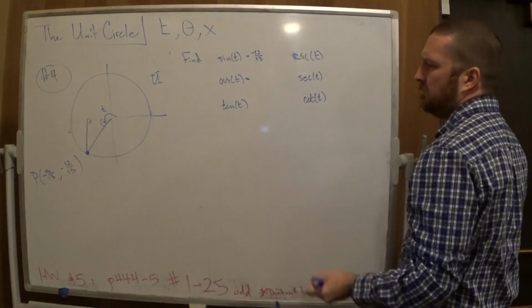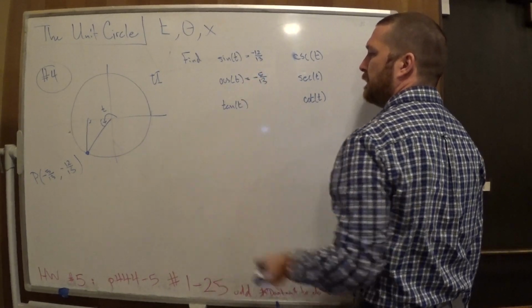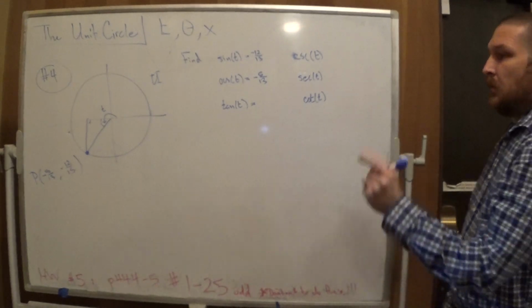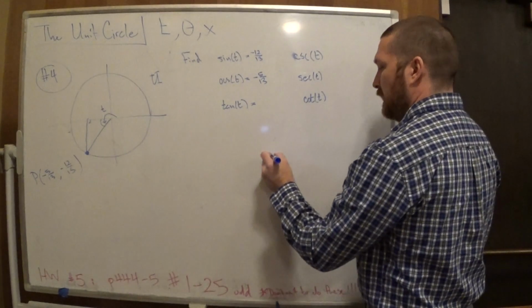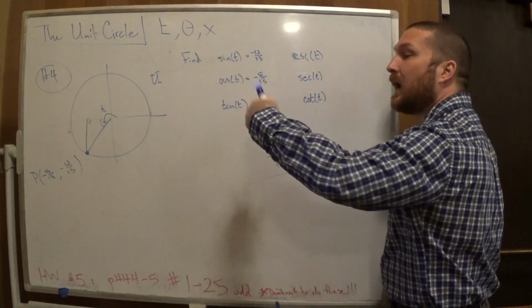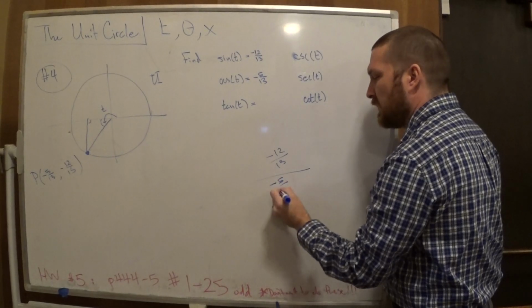What about cosine? Negative 5. What about tangent? You have to multiply negative 12/13 divided by negative. There you go, negative 12/13 divided by, right? Because it's y over x, or sine over cosine. And so what does that work out to be?